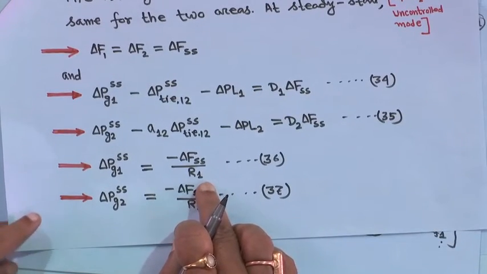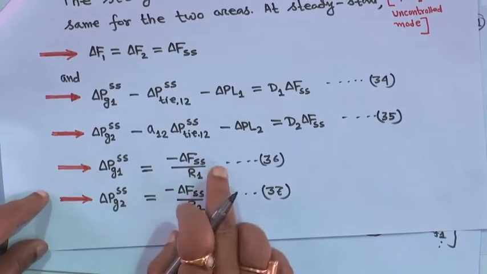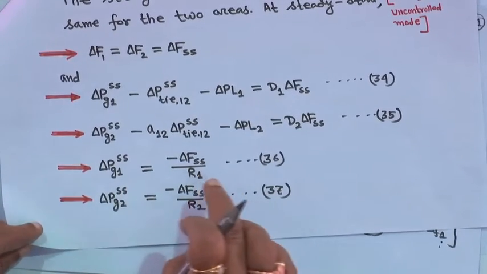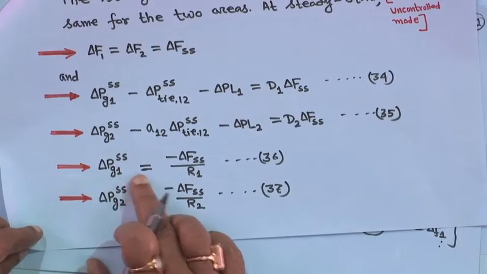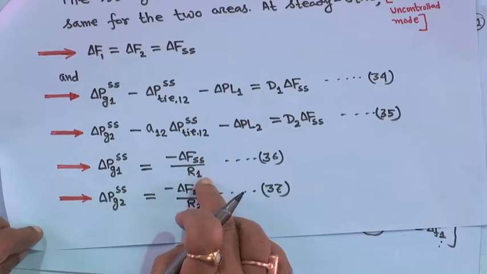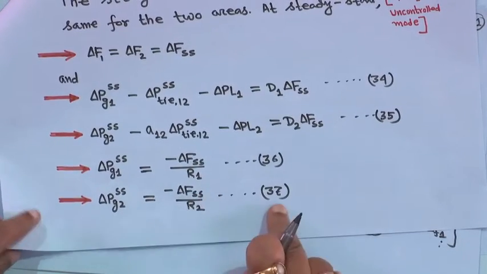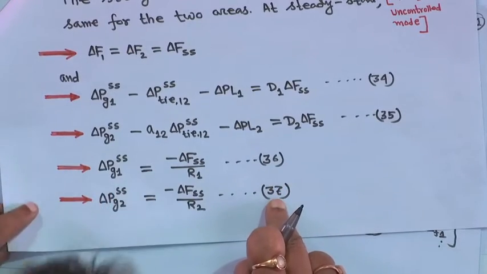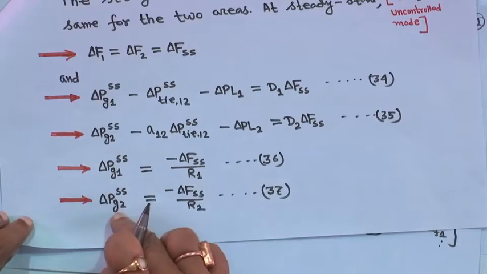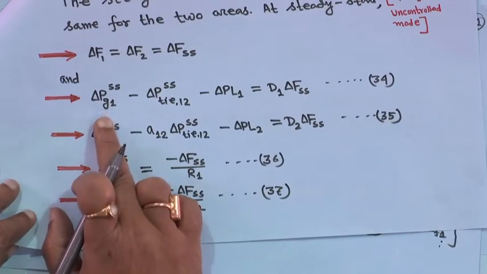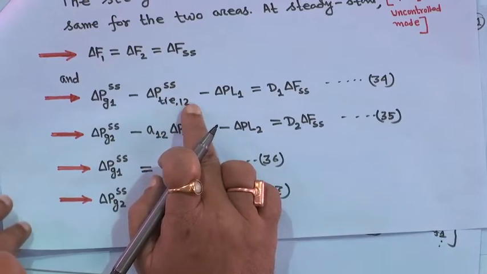In the case of the isolated area, we have seen that delta PgSS is equal to minus delta FSS upon R. But here it is a 2 area system. So, for area 1, delta Pg1SS will be minus delta FSS upon R1 and delta Pg2SS is equal to minus delta FSS upon R2. This is equation 36, this is equation 37. Now, this delta Pg1SS and delta Pg2SS you substitute here. That means this equation will be a function of delta FSS and delta P12SS.